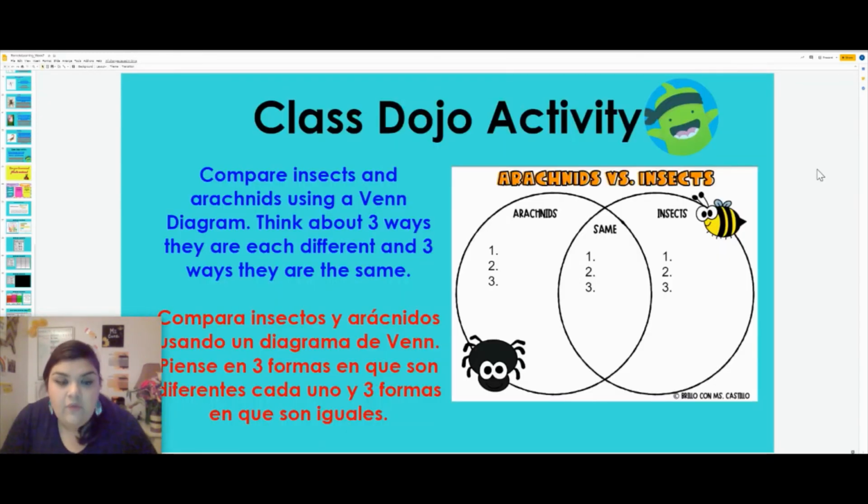So for today's activity, you are going to compare insects and arachnids using a Venn diagram. We have done very similar activities when we did the fish and the birds and when we talked about frogs and toads. So you are doing the same thing.